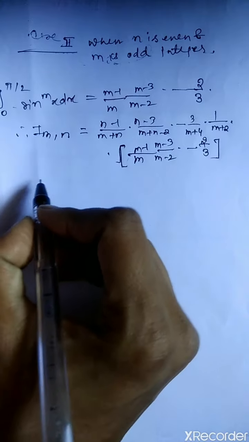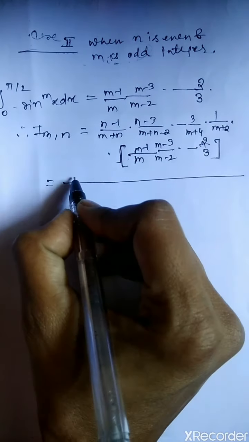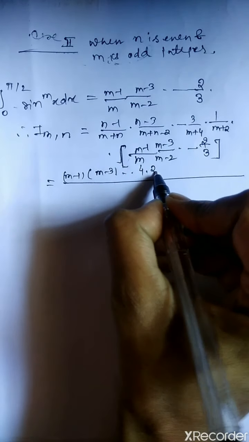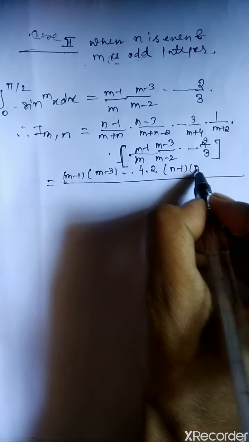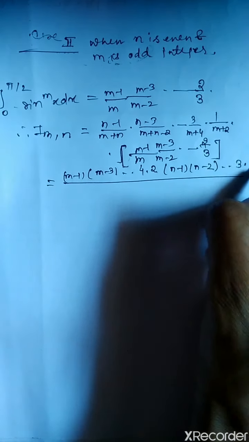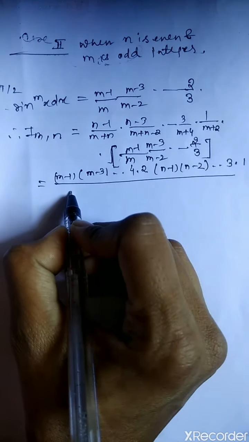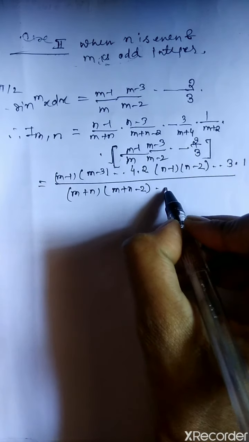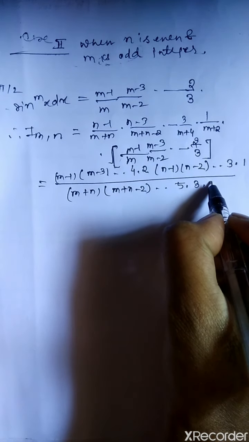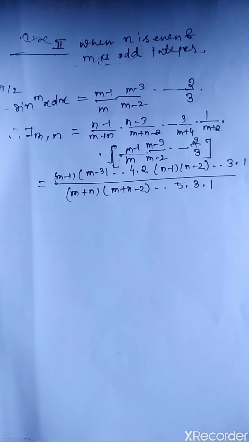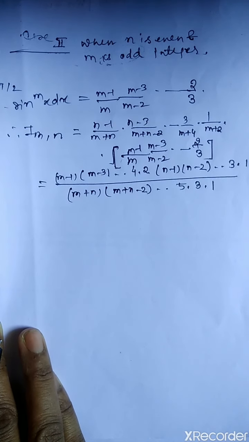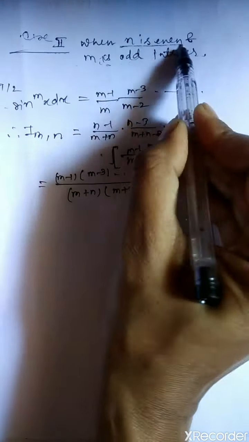Okay, so we are left with this value by arranging the values here as m minus 1, m minus 3, up to 4, 2, thereafter n minus 1, n minus 2 up to 3 and then 1. And in the denominator we have m plus n, m plus n minus 2 up to 5, 3 and then 1. Okay, fine. So now this is the case when n is even but m is sometimes odd and sometimes even.